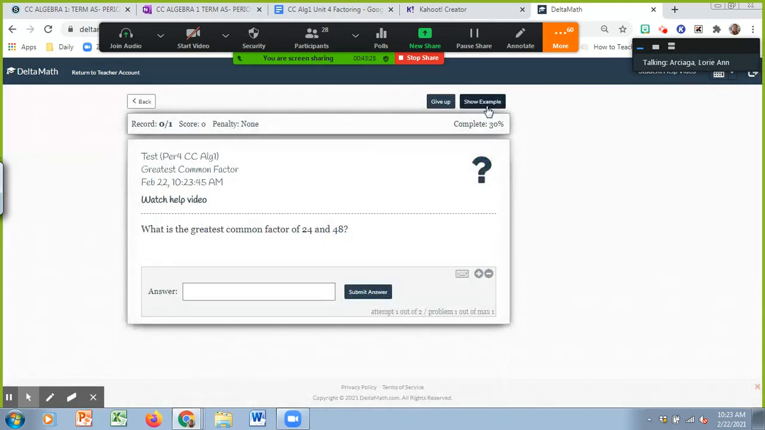Okay, let's try again. 24 and 48. You start with the smaller number. So the smaller number is 24. Okay, can 24 divide 48? Yes or no? Yes. So then that means that's your GCF already, right?